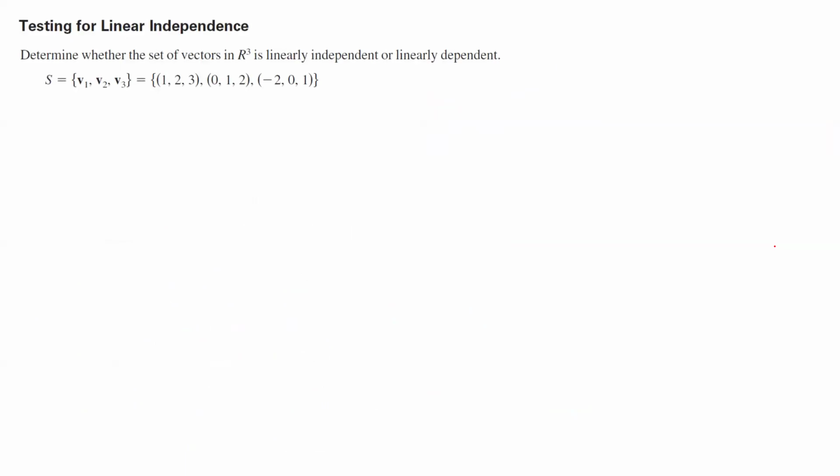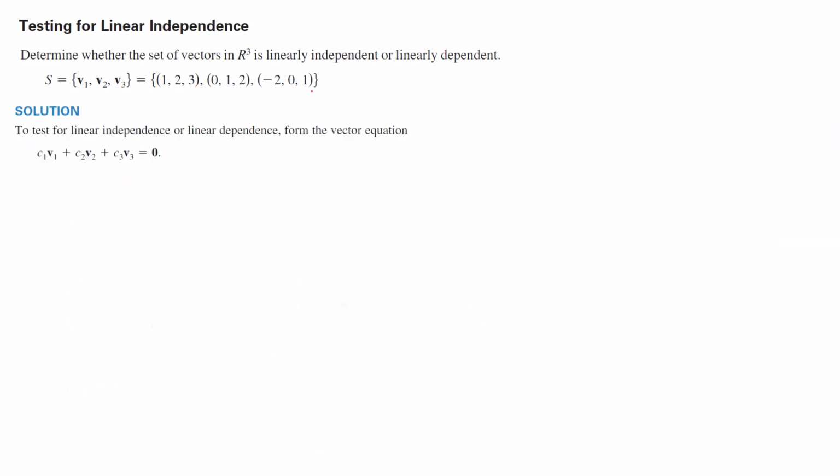Testing for linear independence. Determine if the following set is linearly independent or linearly dependent in the space. So the set has vectors v1, v2, v3, which are (1, 2, 3), (0, 1, 2), and (-2, 0, 1). So let us begin, everybody.